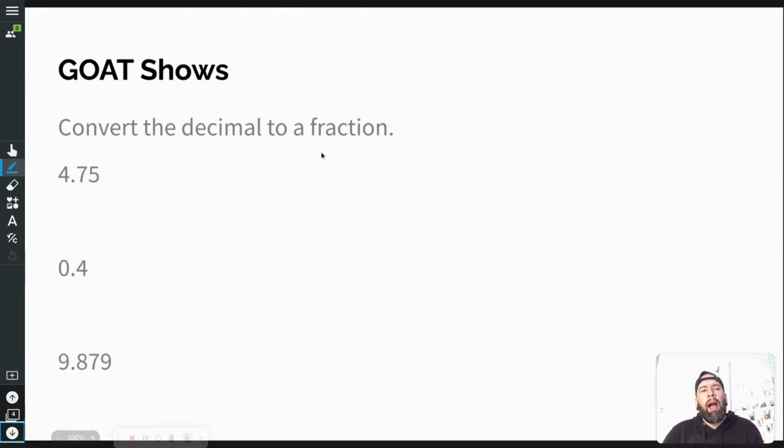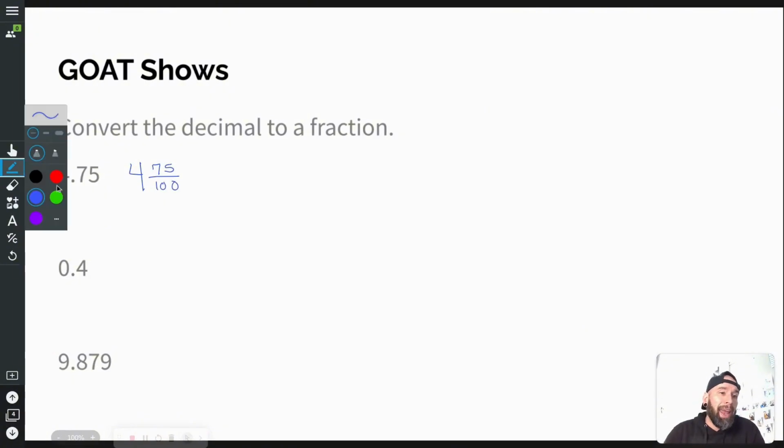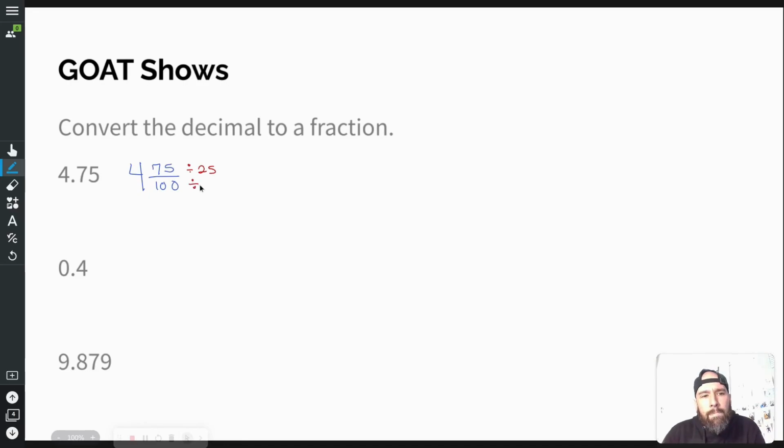Convert the decimal to a fraction. Here's the friendly one. So 4 and 75 hundredths. It's going to be written like 4 and 75 hundredths. Not only can I divide both of these by 5, I could divide them both by 25. So 75 divided by 25 is 3, and 100 divided by 25 is 4, and I get 4 and 3/4. Done.